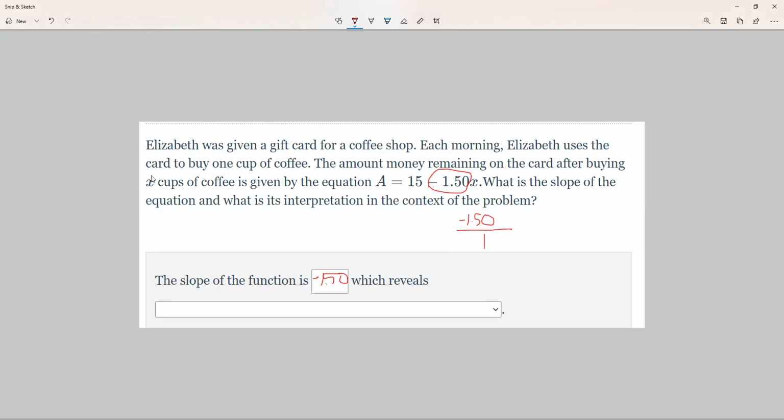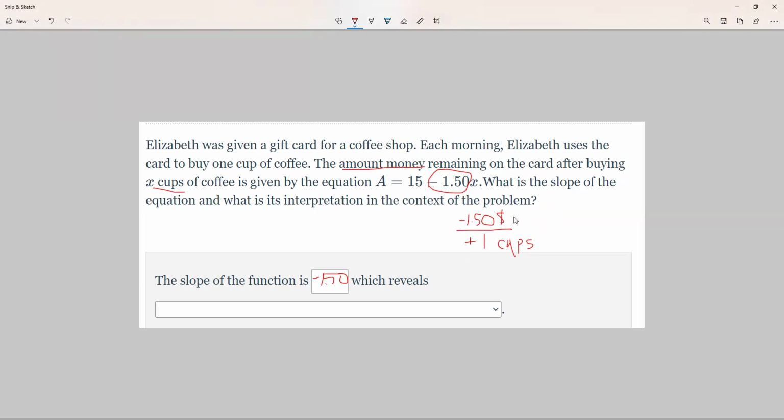What's the y represent? The y is the amount of money that she has, so this is going to be in dollars, right? Boom. And then this, what's the x stand for? x stands for the cups of coffee. So we're going to put cups of coffee. So what this is saying is for every cup of coffee that she buys, she loses $1.50 from her gift card. So every time she buys a cup of coffee, it goes down by $1.50.